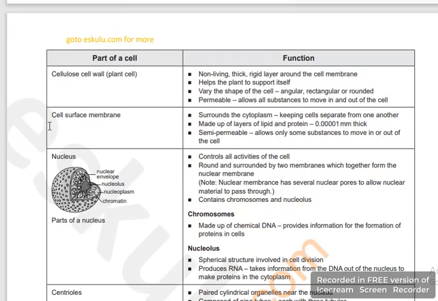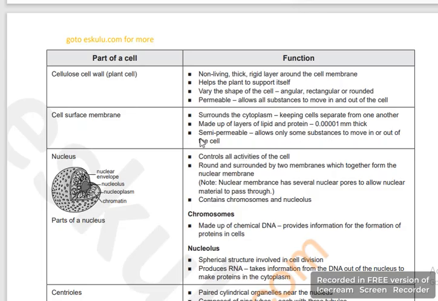Then we go to the cell membrane, which is the cell surface membrane. The cell membrane surrounds the cytoplasm, keeping cells separate from one another. It is made up of layers of lipid and proteins, and it is 0.00001 millimeter thick.